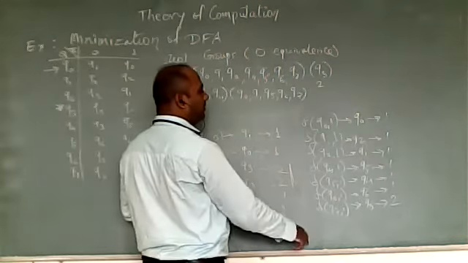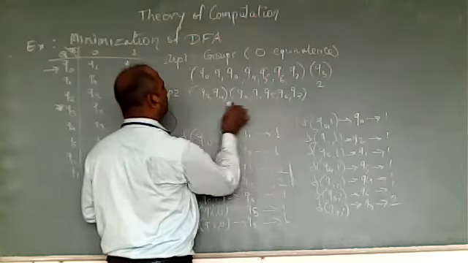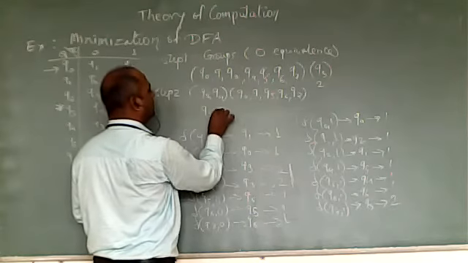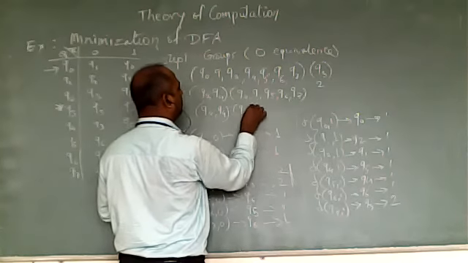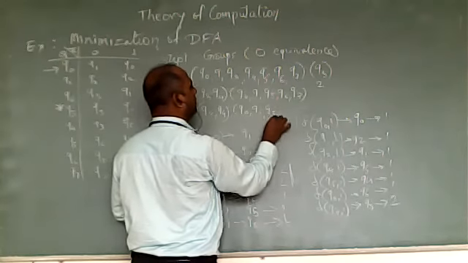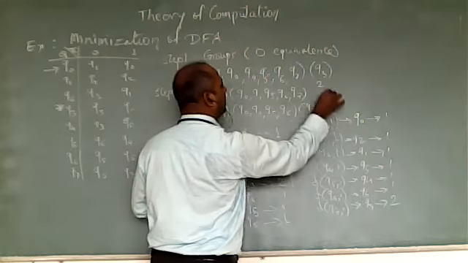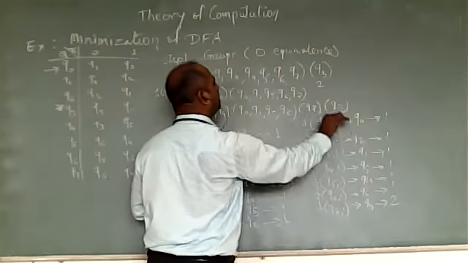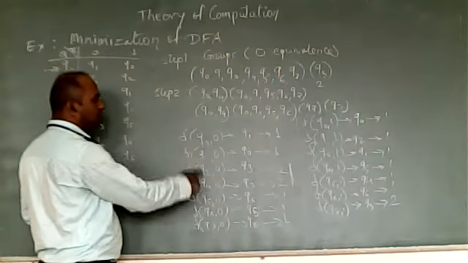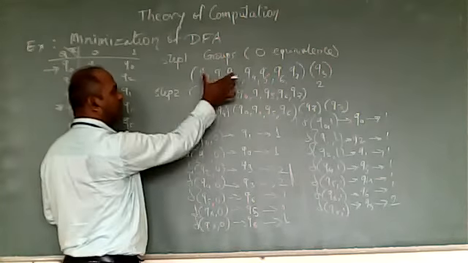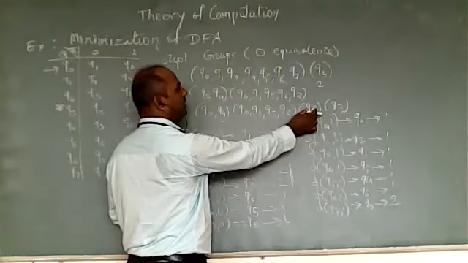Now with the 1 input, Q7 shows a different property. From the remaining states, Q0, Q1, Q5, Q6 will be one group and Q7 will be another group. And Q3 is the final state. So in the 1 equivalence, with the 0 input, Q2 and Q4 are separated from the whole group, and with input 1, Q7 is separated.